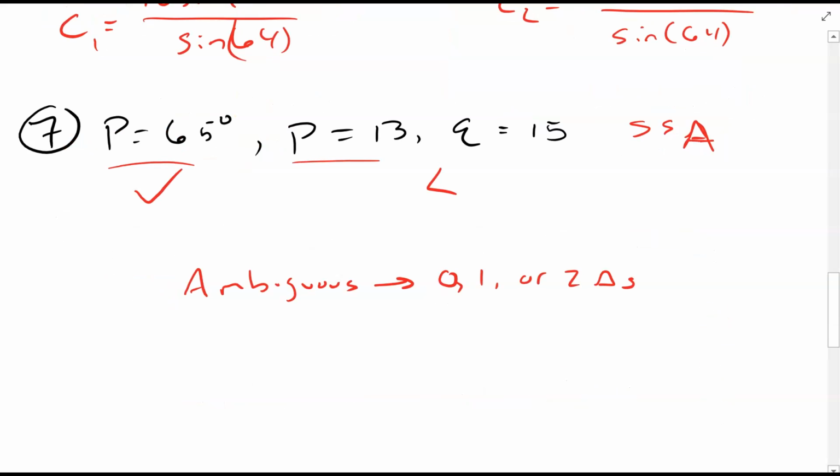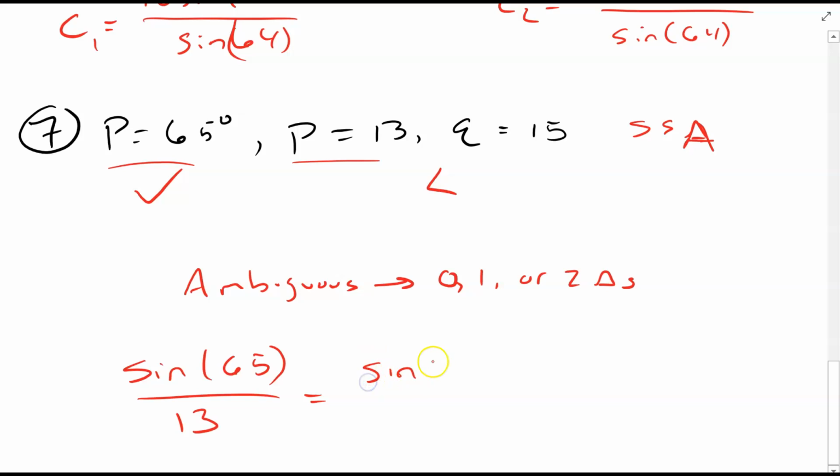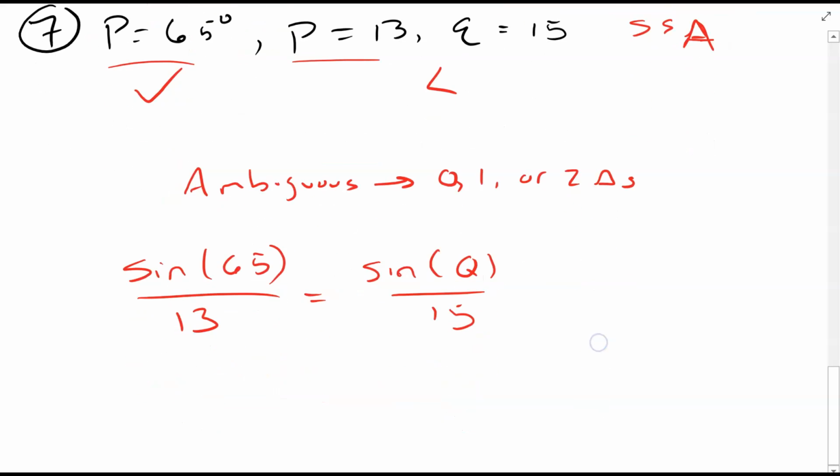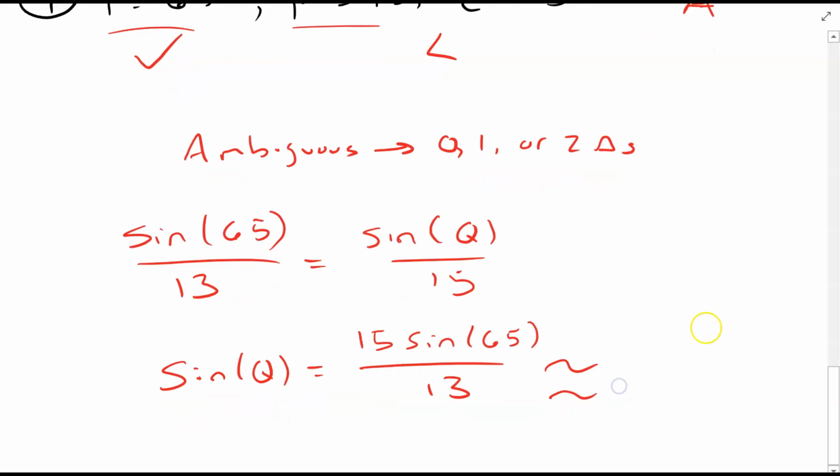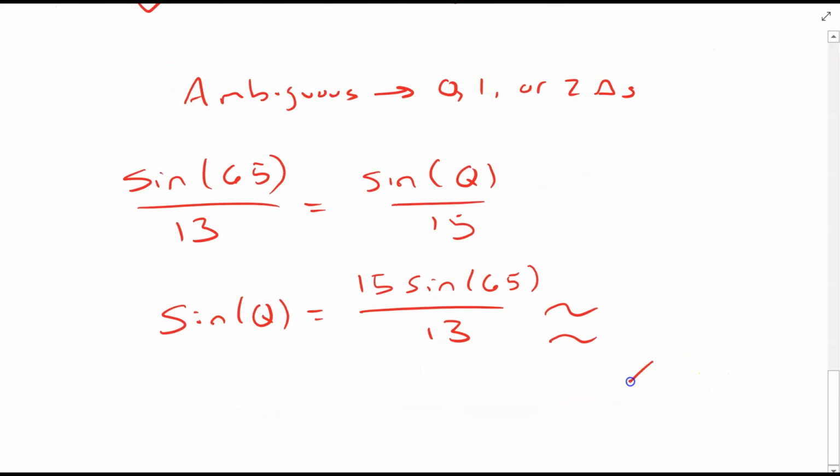To determine what situation I have, I'm going to use the law of sines. So I'm going to say sine P over P is equal to sine Q over Q. I'm then going to cross multiply and divide to get sine Q by itself, and I'm going to look at whatever that value is. If that value is less than 1, I have 2 triangles. If it's equal to 1, I have 1 triangle. And if it's greater than 1, I have 0 triangles.